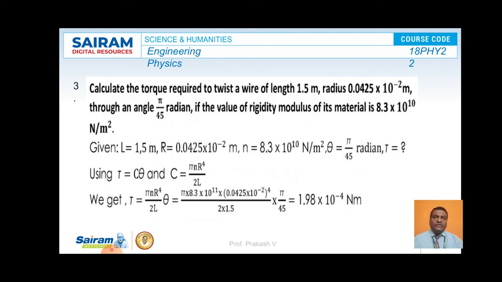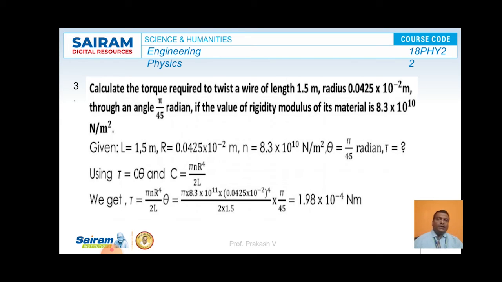The third problem is: calculate the torque required to twist a wire of length 1.5 meter, radius 0.0425 into 10 to the power of minus 2 meter, through an angle pi by 45 radians. So here torque is produced and the angle of twist is observed to be pi by 45 radians. The value of rigidity modulus of the material is 8.3 into 10 to the power of 10 Newton per meter square. So here we have to calculate the torque.